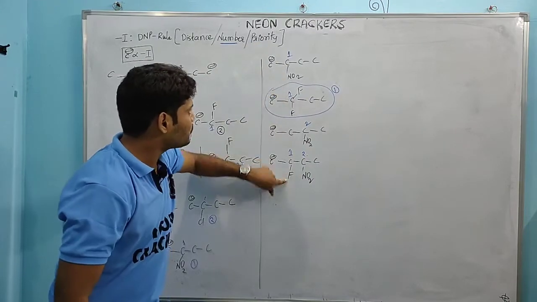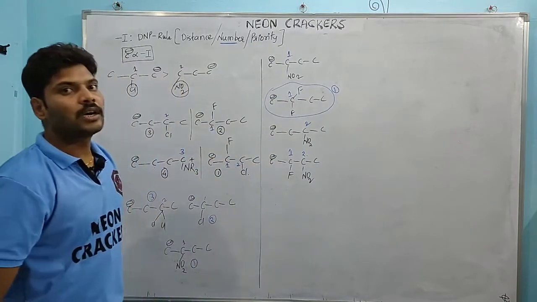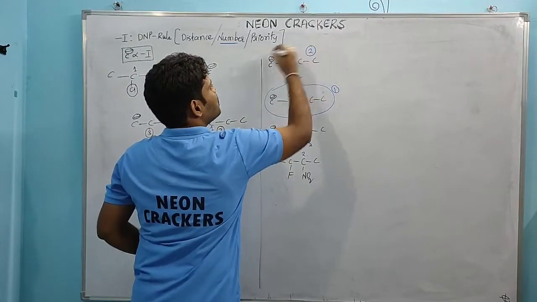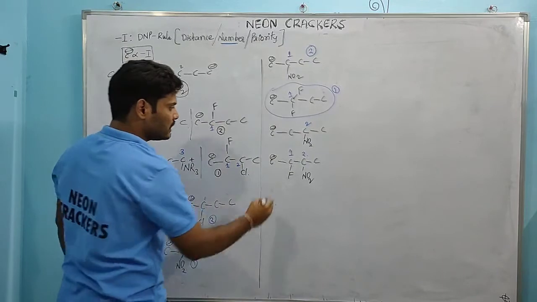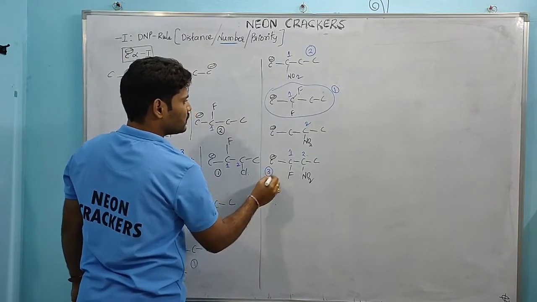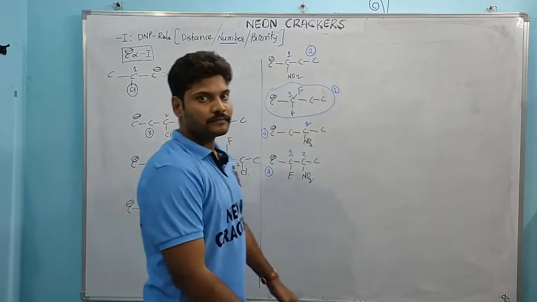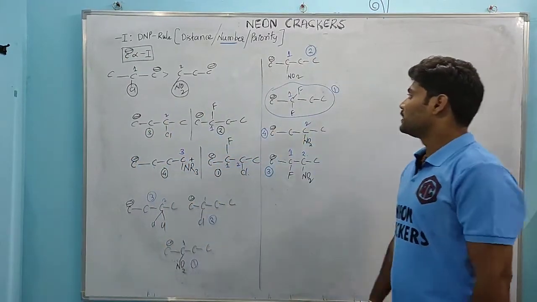NO2, F; NO2, F; NO2, F. Which is stronger? NO2 is the stronger one. That's why it is second in the stability order. This one will be the third, and this one will be the least, the last. Okay, this is the stability order.